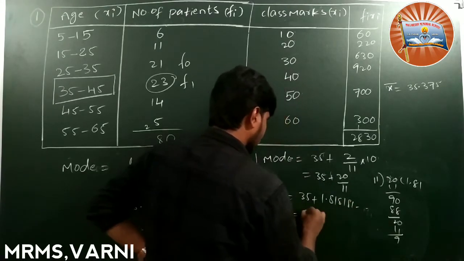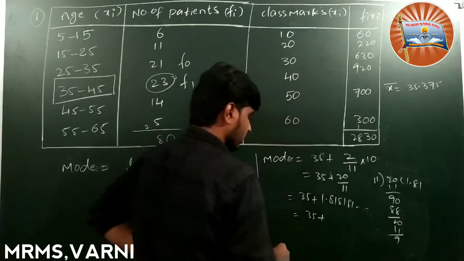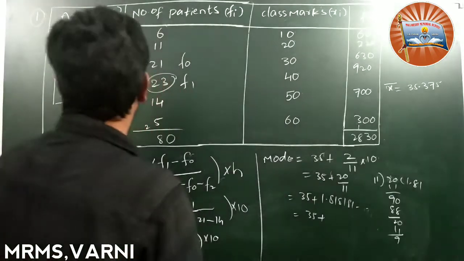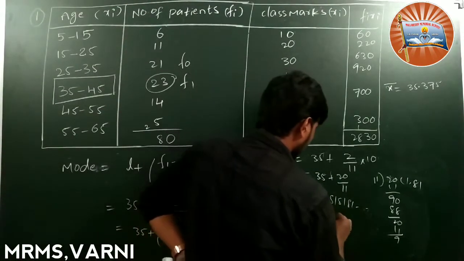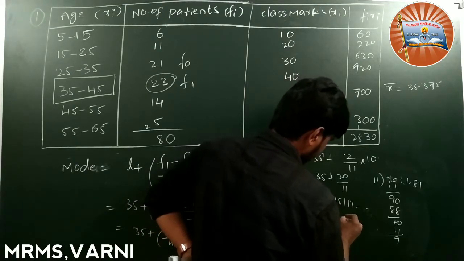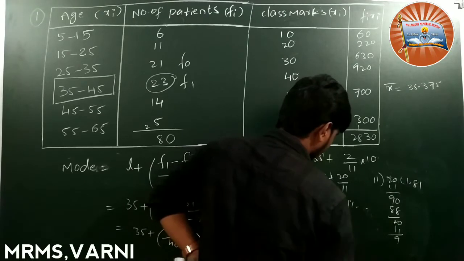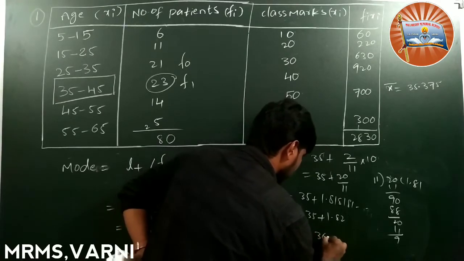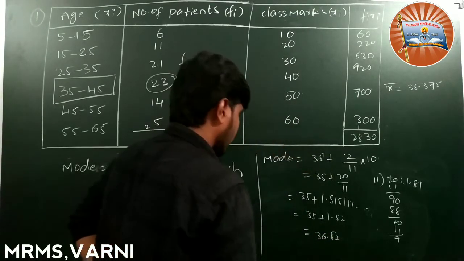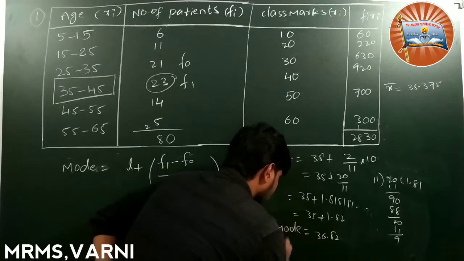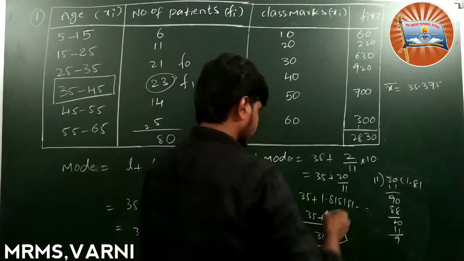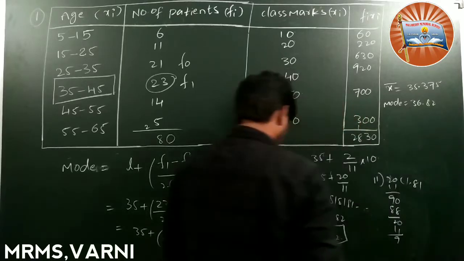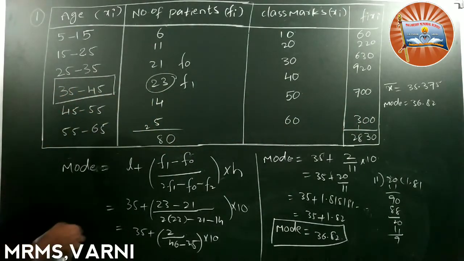Okay. So this we can write as 35 plus 1.82. I am rounding this decimal. Okay. Now this is nothing but 36.82 we can write. Okay. Right. Now we got the mode as 36.82. So mode is 36.82. Now we have to compare here mode and mean.